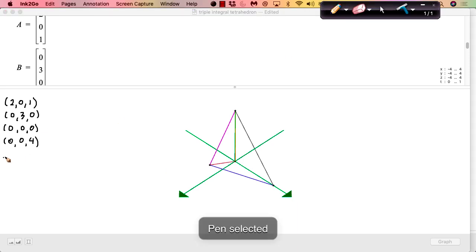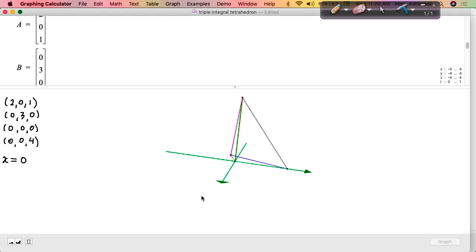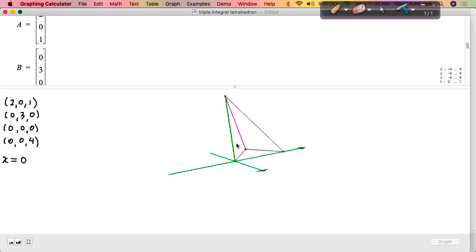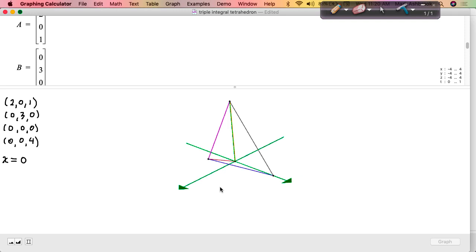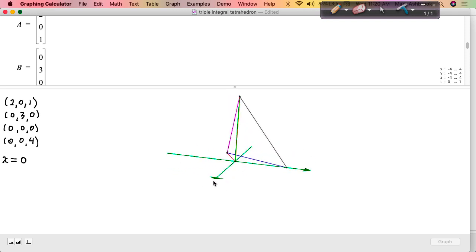Okay, hopefully most of you are thinking that. And then let's just do the other easy one here on the side. So this one here, what is that? y equals 0, right? That's just the plane y equals 0. It's the xz plane. So we've got x equals 0, we've got y equals 0.